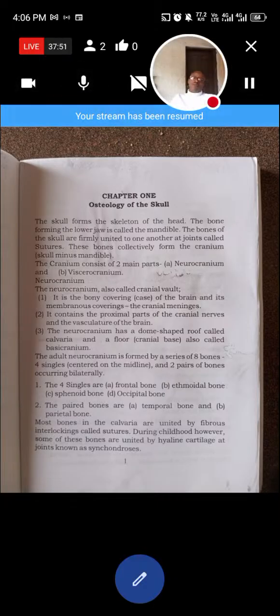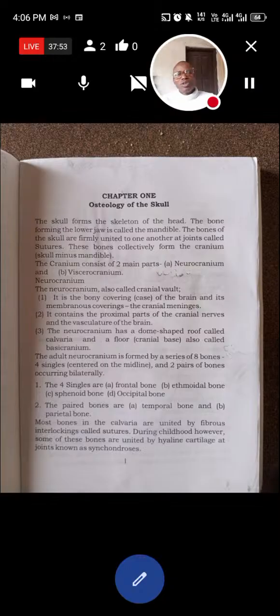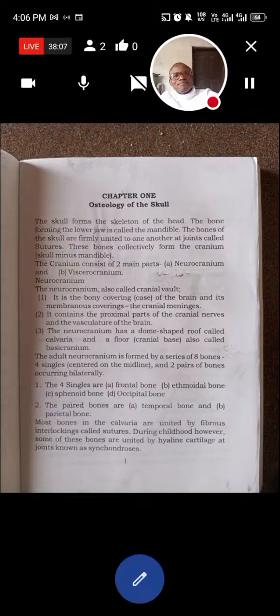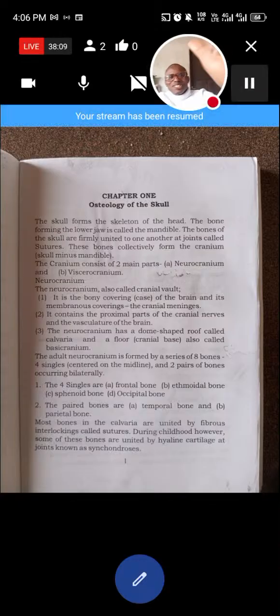All right, so I want to believe you are done with that. So quickly, we want to look at the acronym, or let me say the mnemonics, for remembering the 32 topics in head and neck. Are you ready for this? Thumbs up if you're ready for this.